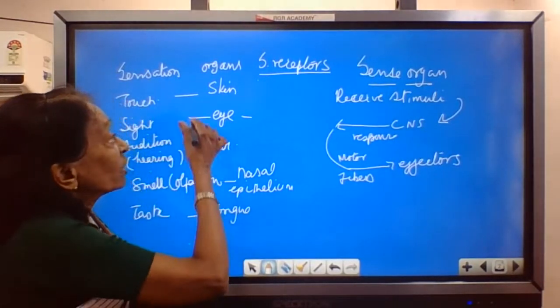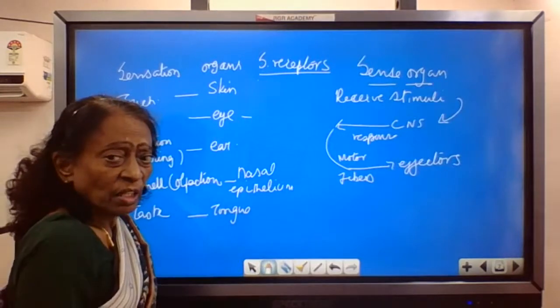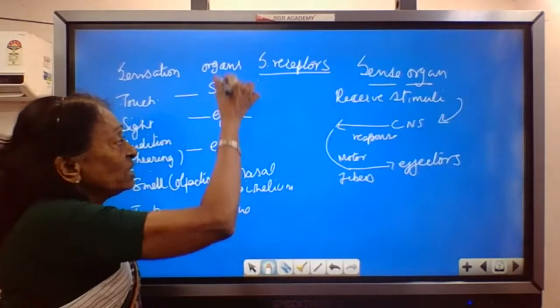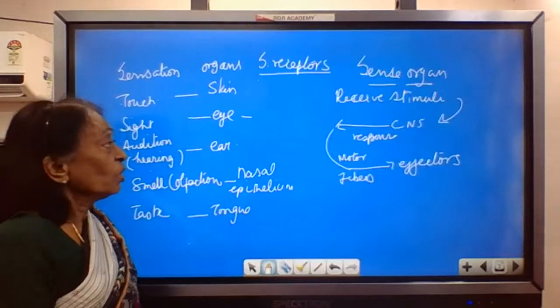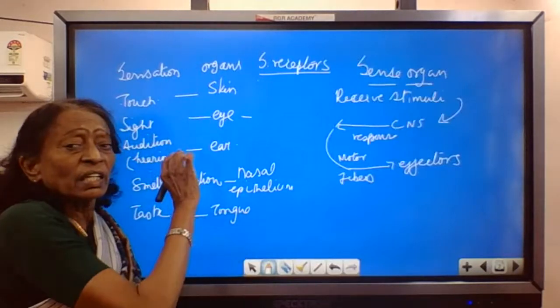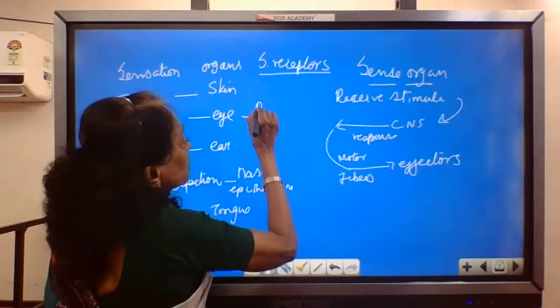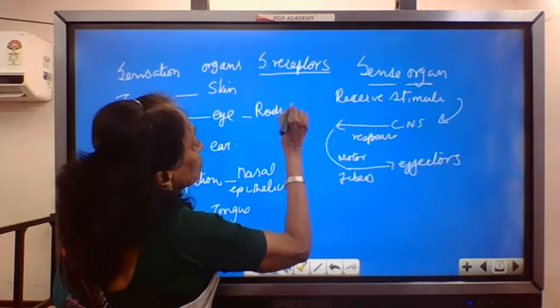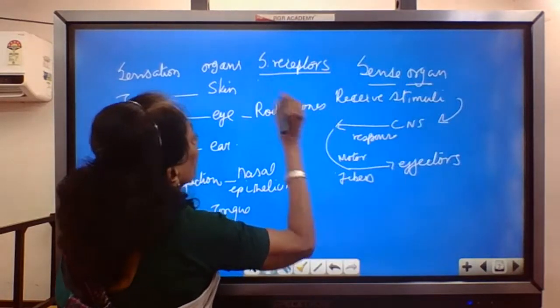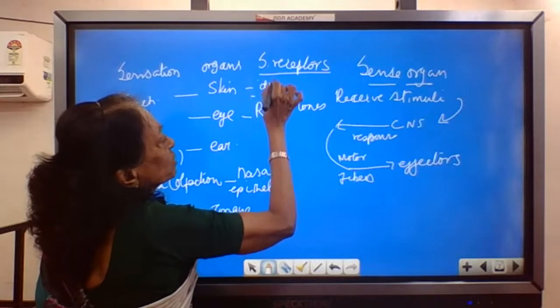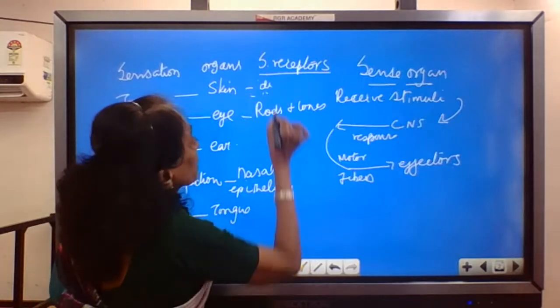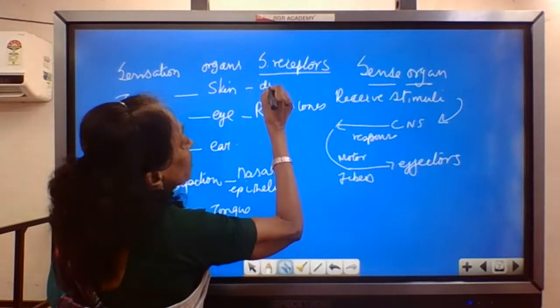So every organ has sensory receptors. The skin has various sensations, so it has various receptors. Now what are the receptors in the eye? The sensory receptors we call rods and cones. Now you have different receptors. We will see the different receptors. What are the sensations? Each sensation has different receptors.